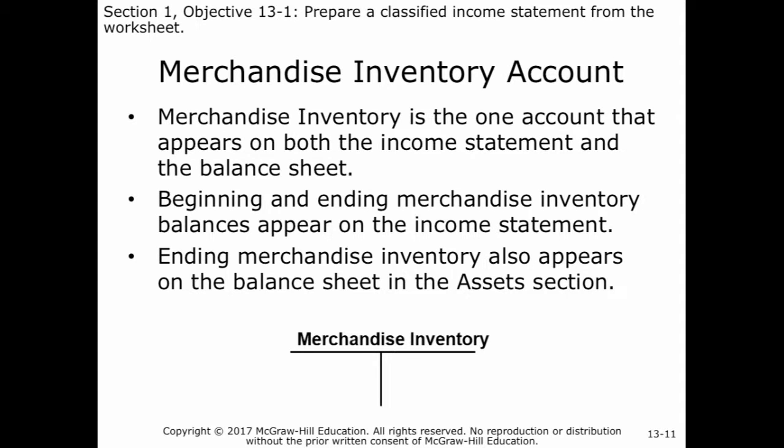And then for merchandise inventory, this is one of the accounts that appears on both the income statement as well as the balance sheet. Now, the ending inventory appears on the balance sheet, and both beginning and ending merchandise inventory balances are needed in order to figure out the cost of goods sold. So remember that merchandise inventory is an asset account, and the rules for debits and credits are the same as any asset account, which means that in order to increase the account, we need to debit the account, and if we want to decrease the account, we need to credit the account.